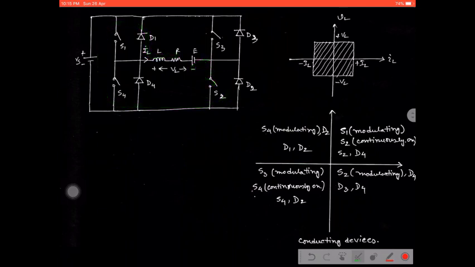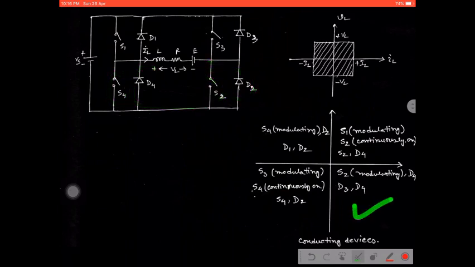Similarly, this operation can be applied for the other two quadrants. That is why S3 is continuously on during the class C chopper. Okay, S3 is continuously on, and S4 is modulating, which means when S4 is on, the current starts flowing in this way. That is why in all the cases S4 is the modulated switch, and S3 is on. And S4 and D2 will provide you the discharging path in all the cases.